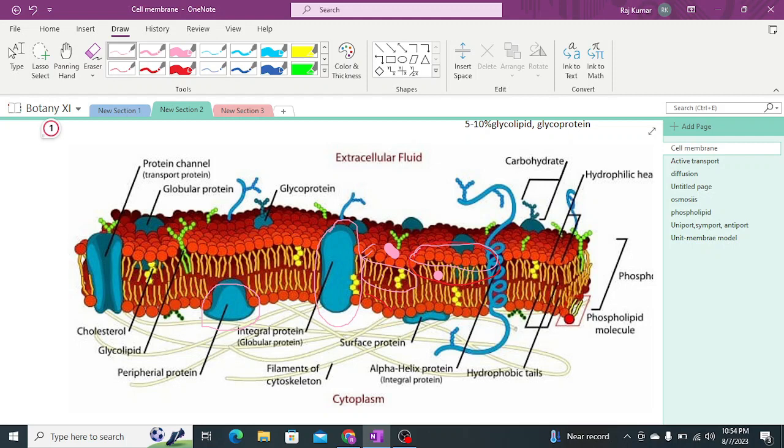So these are mostly present on the outer part of the cell membrane, on the extracellular part of the cell membrane. On the other side, we have integral protein. Integral protein has majorly two functions. Integral protein is further divided into two types, which include channel protein and carrier protein. Integral protein helps in transport in actual.